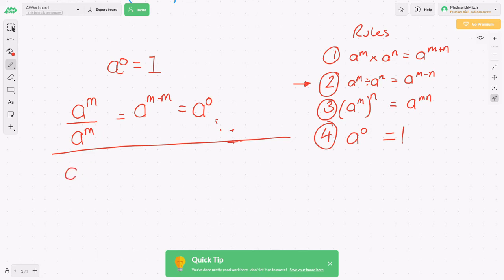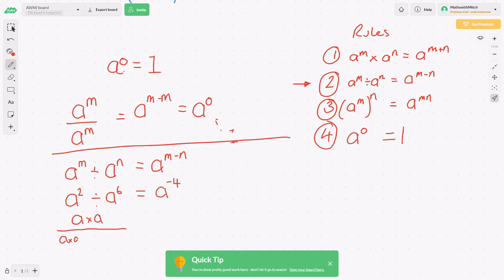So let's have the situation here where we have a to the m, and we're going to divide it by a to the n. Now we've just said the rule is a to the m minus n. So let's put some numbers in, and let's say m is equal to 2, and n is equal to 6. So that gives us a to the power of minus 4. But what we can also do is write it, if we were to consider it in its long form, we've got an a times an a, and we're divided by 6 a's on the bottom.